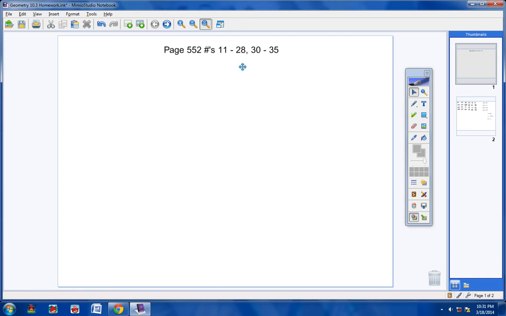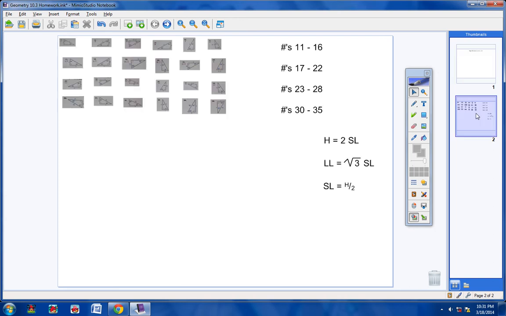So let's go ahead and take a look at these problems and help you on the ones that you're struggling with. Here we go. Let's start off first of all with numbers 11 through 16. The directions say for 11 through 16, find the length of the hypotenuse.